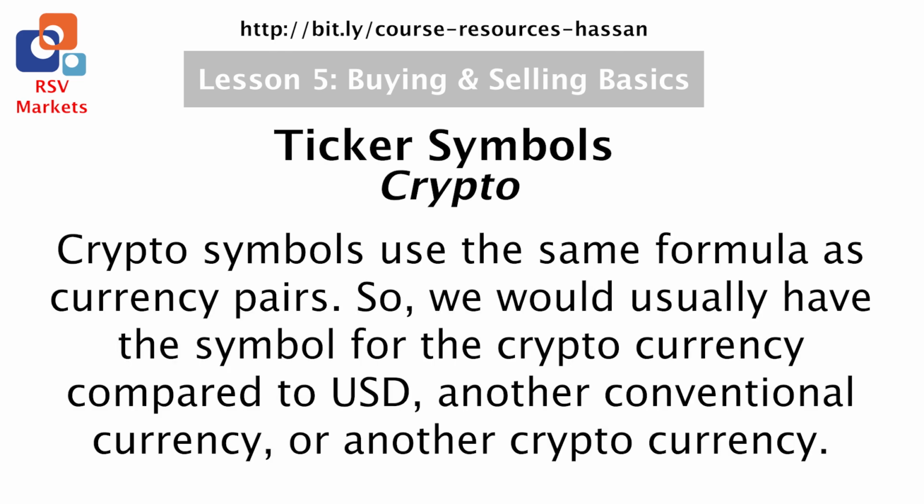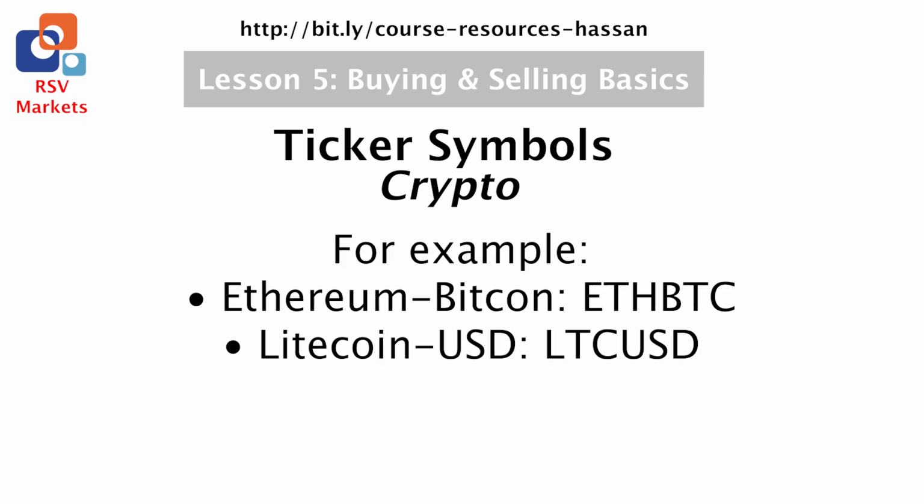Crypto. Crypto symbols use the same formula as currency pairs. So we would usually have the symbol for the cryptocurrency compared to US dollars, another conventional currency, or another cryptocurrency. For example, Ethereum to Bitcoin is ETH-BTC, Litecoin to US dollar is LTC-USD.